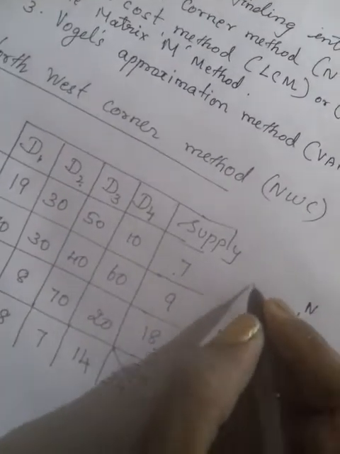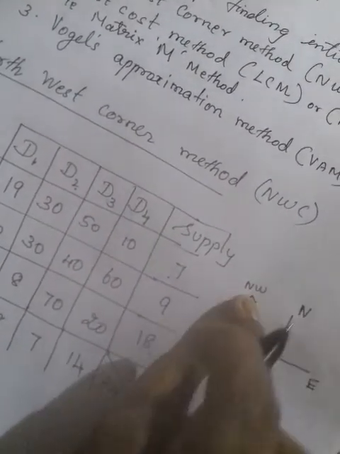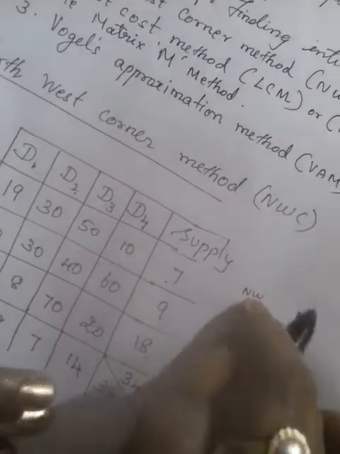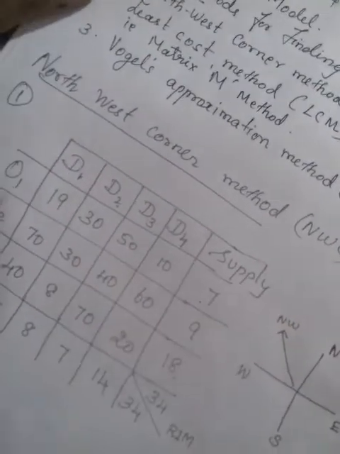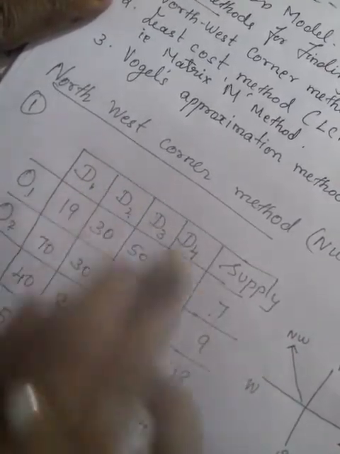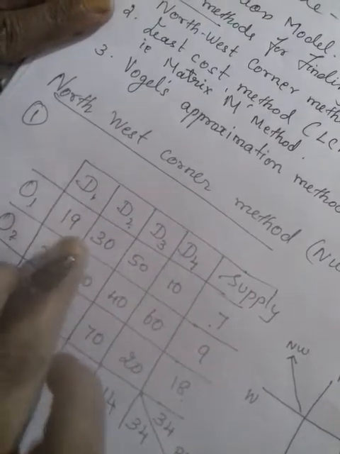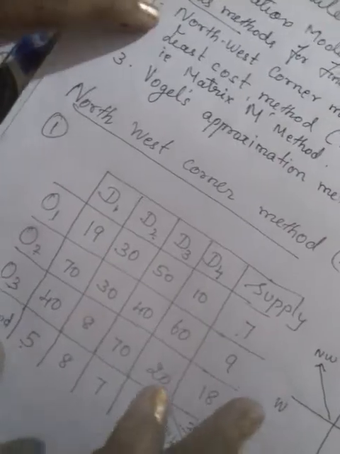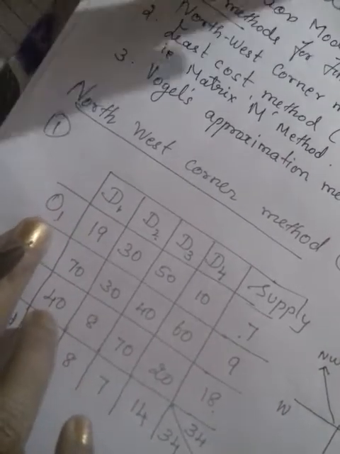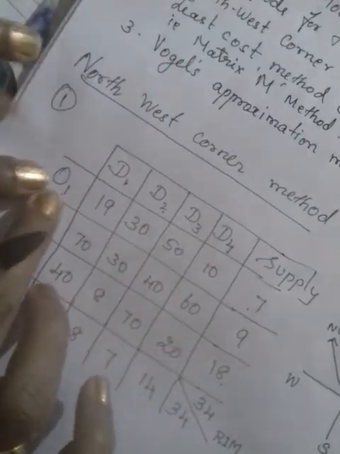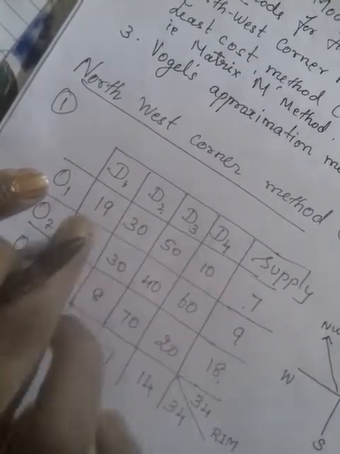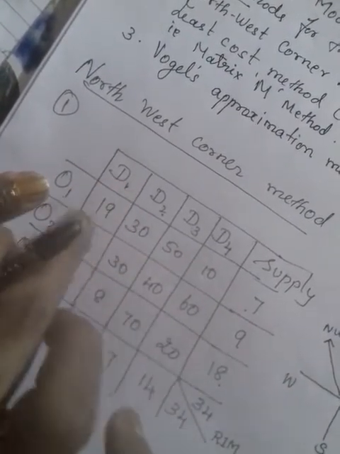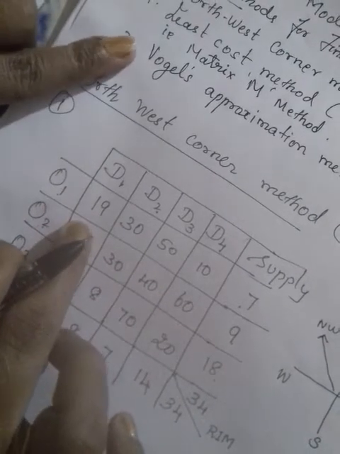So here, this is the northwest, isn't it? The topmost left corner is your northwest cell. Now you have to check this cost. This is given as the numbers 30, 19, 30, 50. This is a cost. Say, for example, from supply 1, if you send product to destination 1, it takes 19 rupees transportation cost.